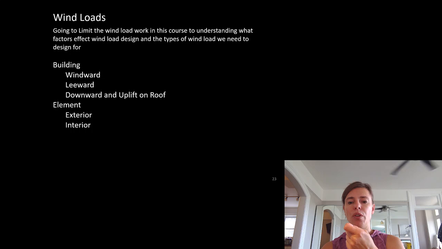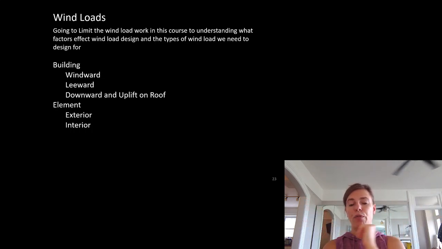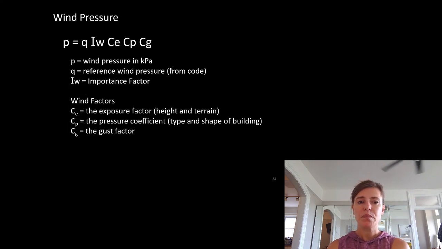We can also have interior wind loads due to mechanical systems. We'll often want air blowing in a certain direction where we heat one zone and cool another to force air to flow in one direction. And that causes an internal wind pressure on our walls as well.